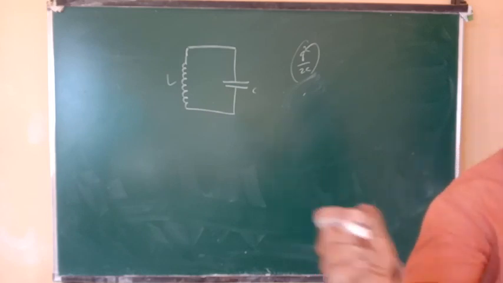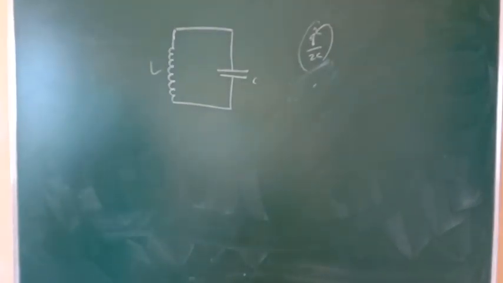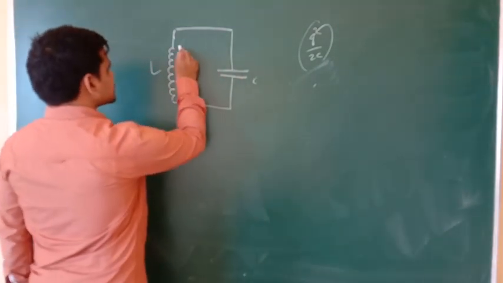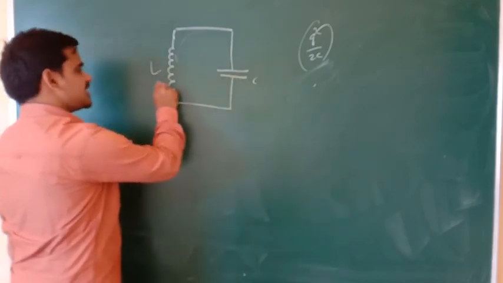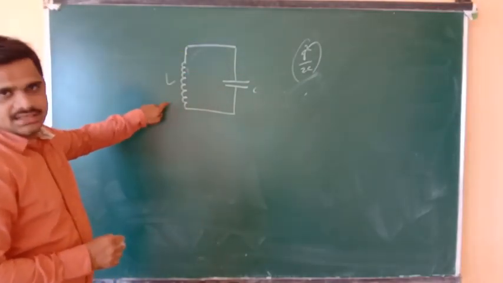When this capacitor is connected to an inductor, what happens here is the capacitor starts discharging. The capacitor starts discharging. This capacitor gives its energy to the inductor. Understand here? Its energy to the inductor.